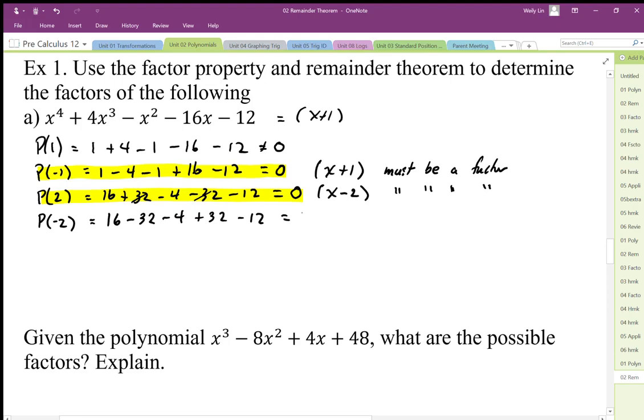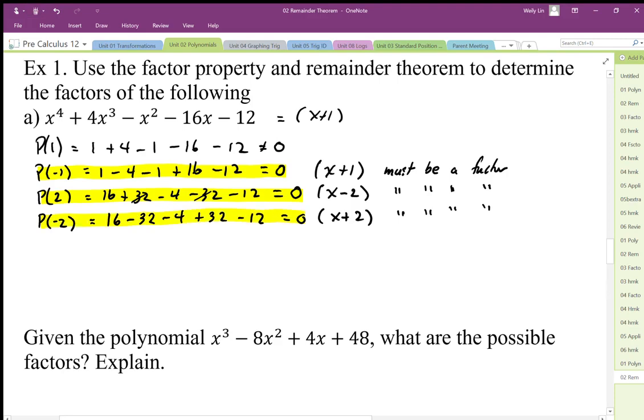This one also equals 0. Okay, so I end up with x plus 2. It must be another factor. So I've got 3 factors already. I must be really good at this. Okay, and so I just need one more.